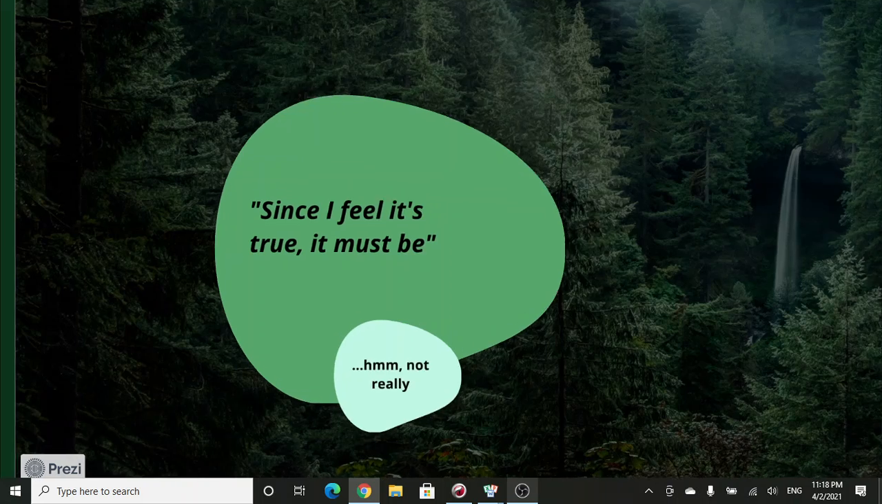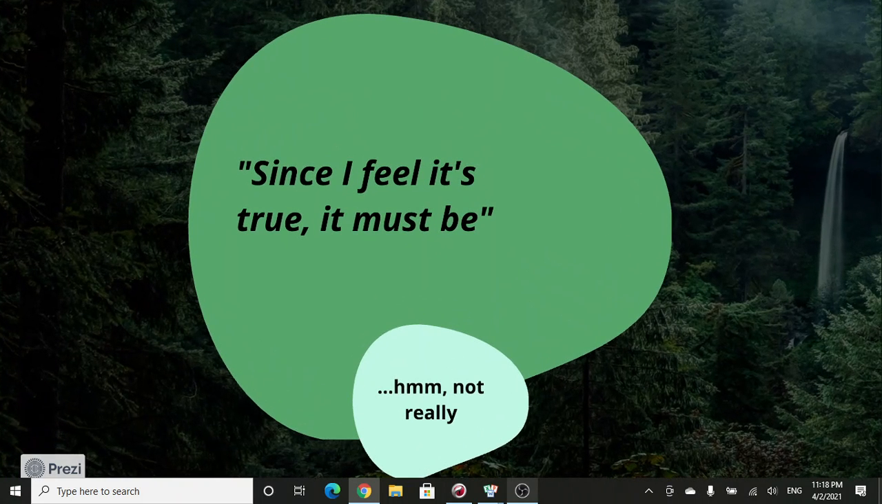So what is it? Emotional reasoning, in essence, is where you allow your emotions to paint your reality. In other words, you could say that since I feel something is true, it must be.